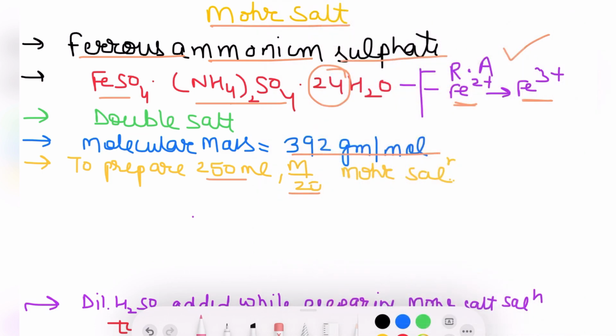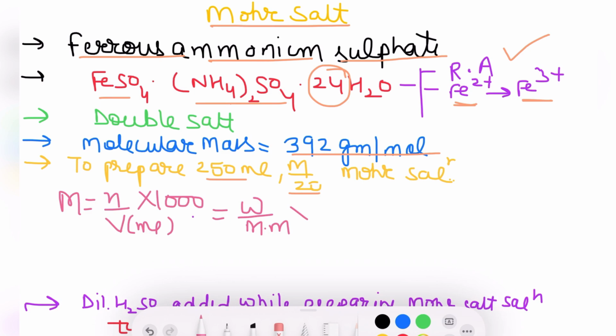Molarity is number of moles upon volume, and if this is in ml, we convert it into liters by using a conversion factor: 1 liter equals 1000 ml. n is the number of moles, which is given mass upon molecular mass. So the formula of molarity is given mass upon molecular mass into 1000 upon V.